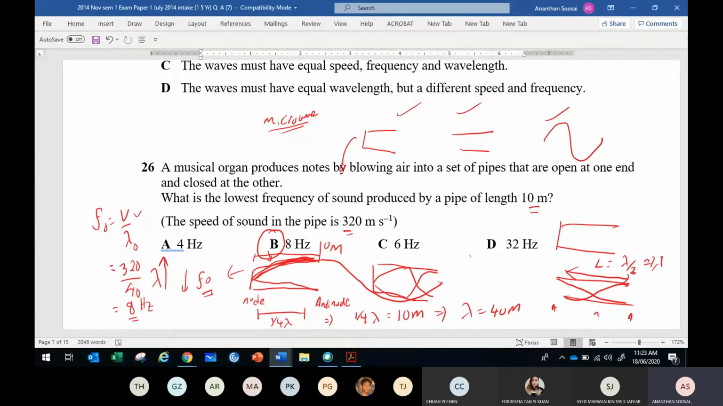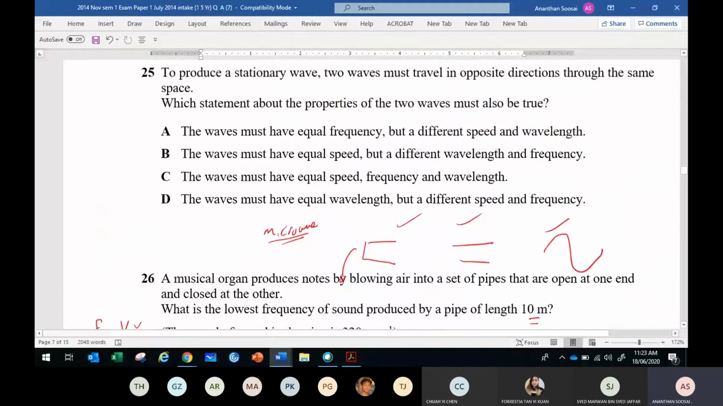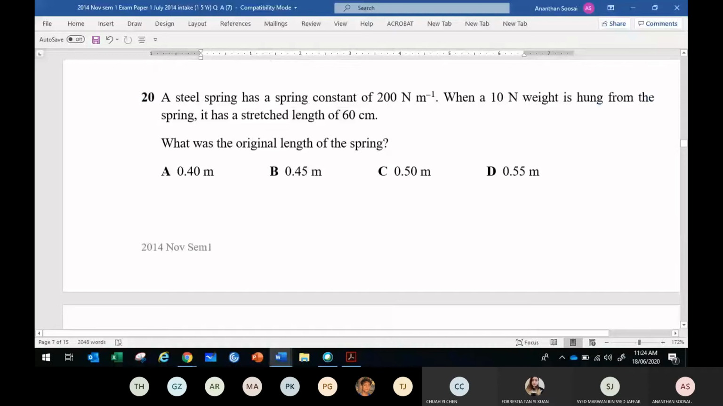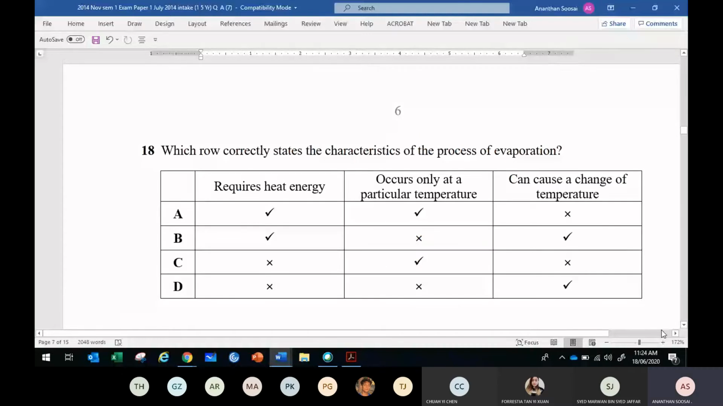Okay, any other question? 18. Okay, we go for 18. Evaporation was shifted to A2. You learn evaporation only in A2. We'll be learning that. But anyway, you learn in your O levels what?